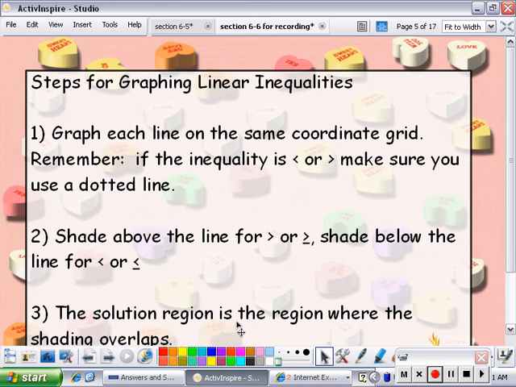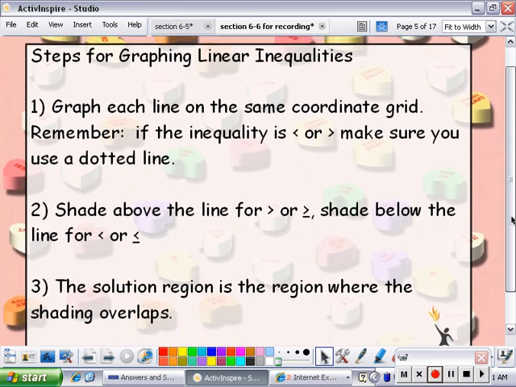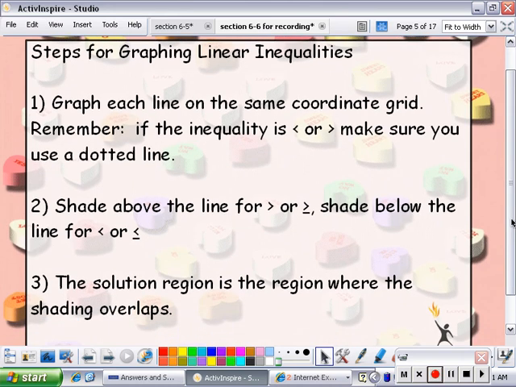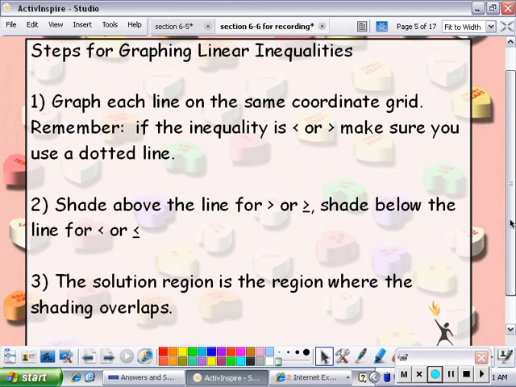Second thing we'll be doing today is graphing linear inequalities, and there are 4 steps to graphing a linear inequality. The first step is to graph each inequality on the same coordinate grid, keeping in mind that if your inequality is greater than or less than without being underlined, you use the dotted line. Again, keeping in mind, you shade above the line if it's greater than or greater than or equal to, below the line for less than and less than or equal to.